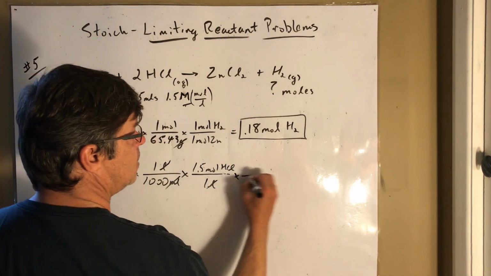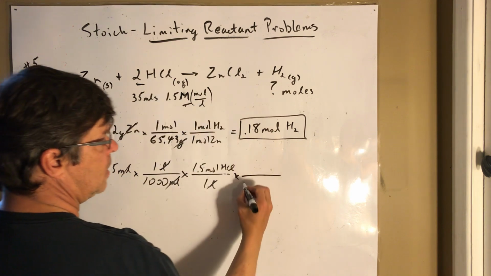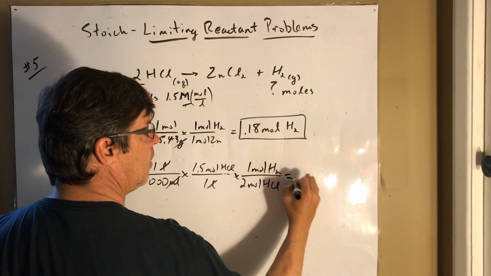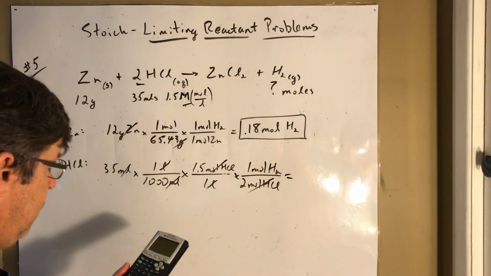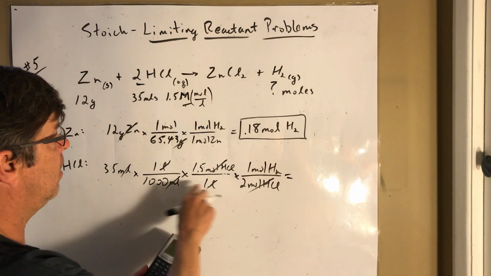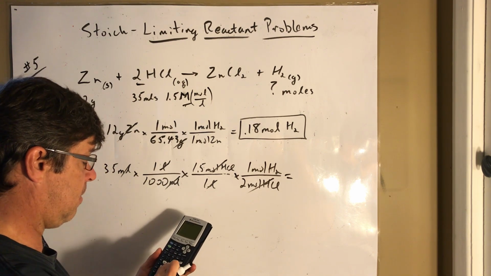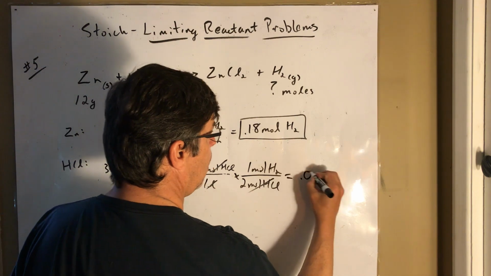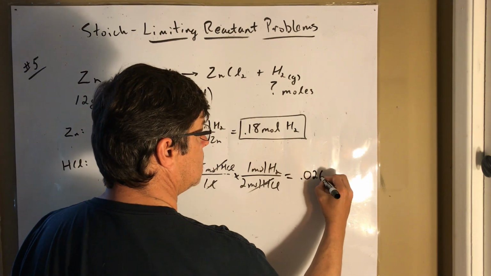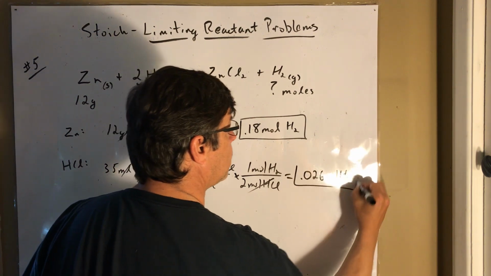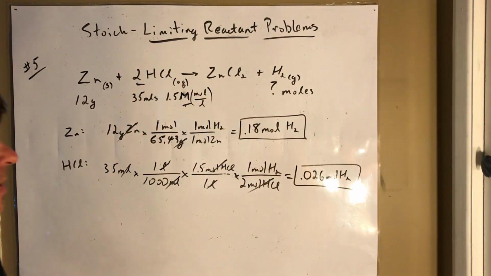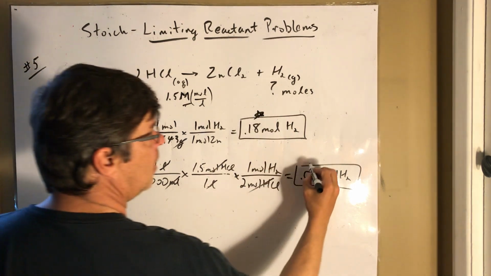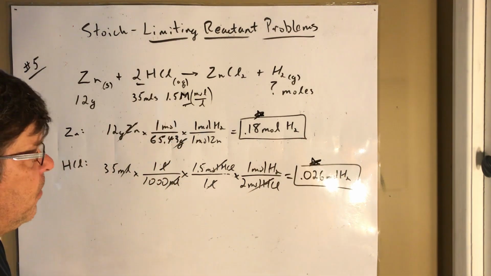All right, so let's use our ratio. This time it's 2:1. So for every 2 moles of HCl, we get 1 mole of hydrogen. So 0.035 times 1.5. Did I do that right? Yep. Divided by 2, this gives us 0.026 moles of hydrogen. So we get 2 different answers. Starting with zinc, we get the 0.18. Starting with HCl, we get the 0.026 moles of hydrogen. So what's that tell us?